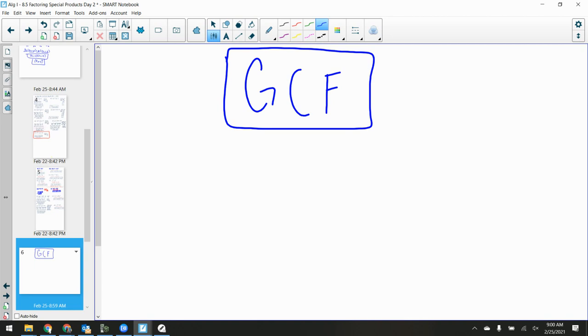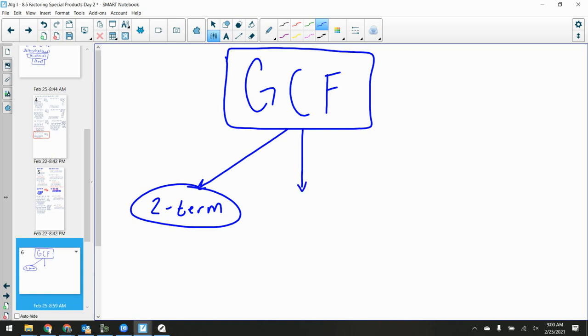Then everything is determined by how many terms you have, whether it's 2 terms, 3 terms, or 4 terms. We don't know how to factor anything with a 5-term polynomial. But we do know what to do with a 2-term. We do know what to do with a 3-term. And we do know what to do with a 4-term.